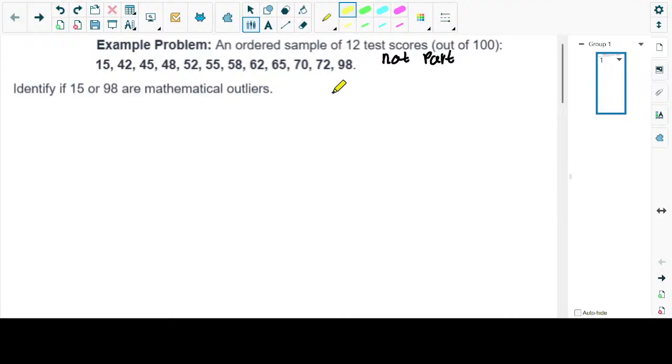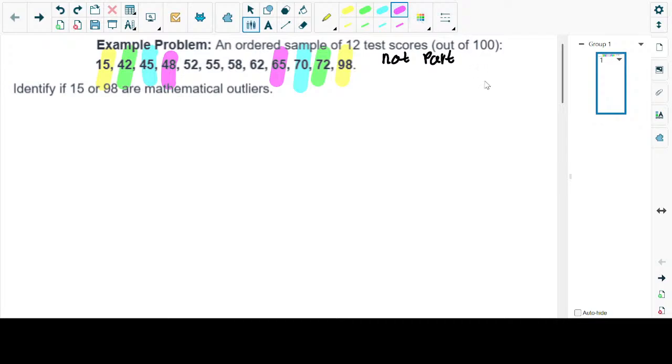Now, what is step 3? Step 3 is cancelling. So then we're going to have 15, which goes with 98. That means the highest learner goes with the lowest learner. Then I have 42 and 72. Then we're going to have 45 and 70. Then we're going to have 48 and 65.